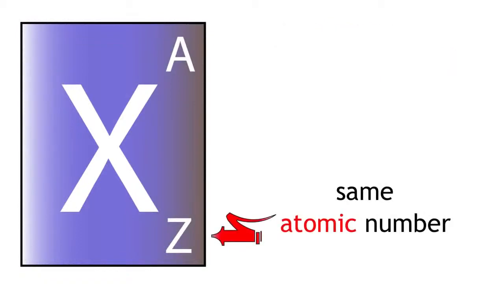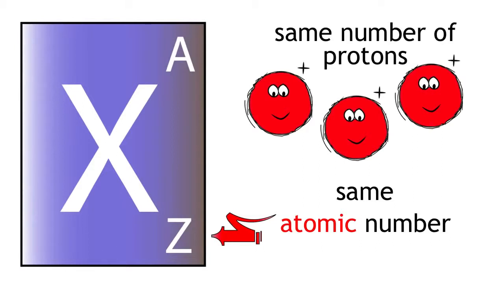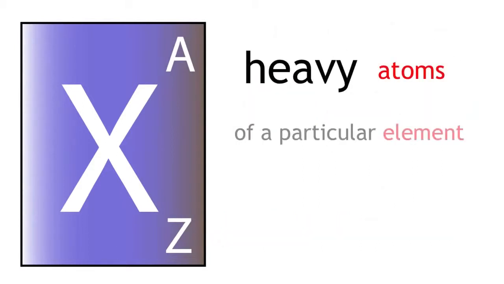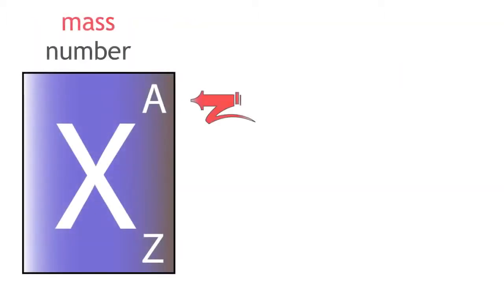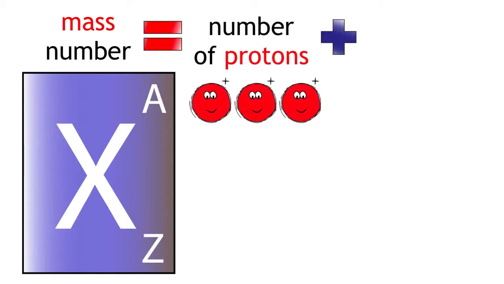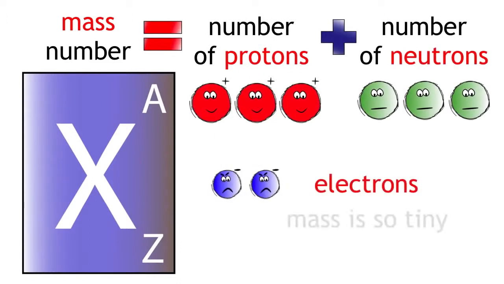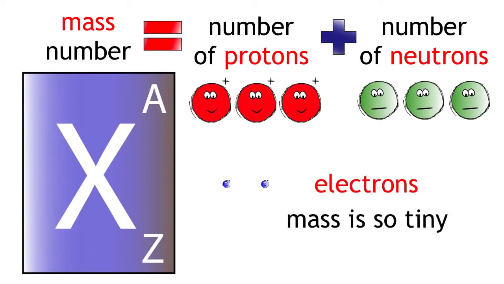Elements have the same atomic number. This means that they all have the same number of protons. But sometimes you can find heavy atoms of a particular element. These atoms have a higher mass number. The mass number is equal to the number of protons plus the number of neutrons. We can ignore the electrons as their mass is so tiny.